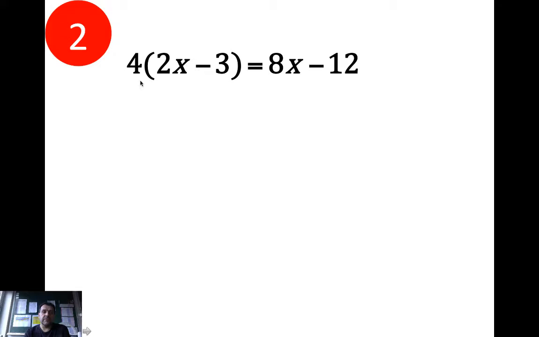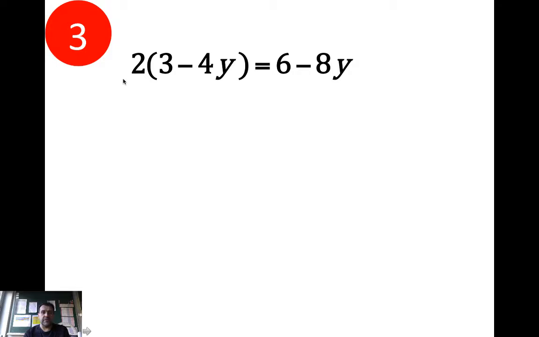Here's the next one, 4 brackets 2x minus 3. So 4 times everything in the bracket. 4 times 2x gives you 8x, and 4 times minus 3 gives you minus 12. So the answer is 8x minus 12.